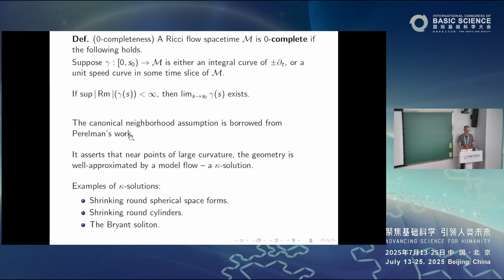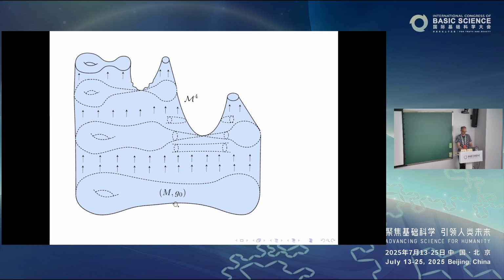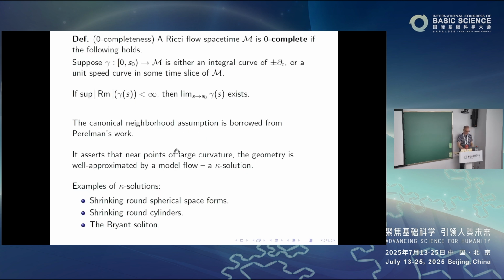And then there's the canonical neighborhood assumption. This comes from Perelman's work. Basically it says when the curvature is large, the geometry of the flow is modeled by a standard solution. These are called kappa solutions, and examples would be shrinking round spherical space forms or shrinking round cylinders. Here, when the curvature starts to get big, the flow locally looks very much like a round cylinder. Here and here, it looks very much like a shrinking round spherical space form. And here, after the neck pinch occurs, you have these fingertip regions, which are modeled on the Bryant soliton.